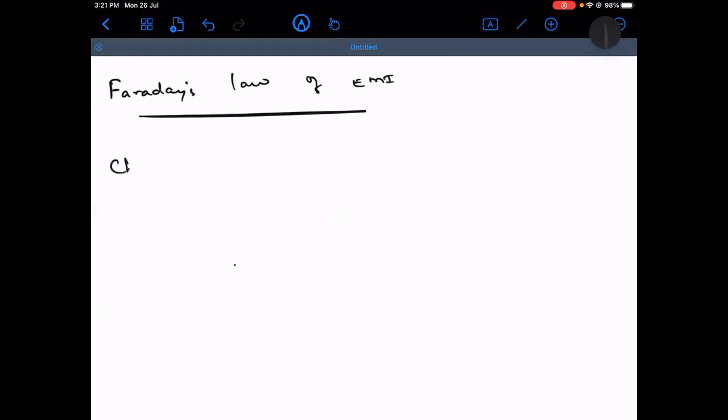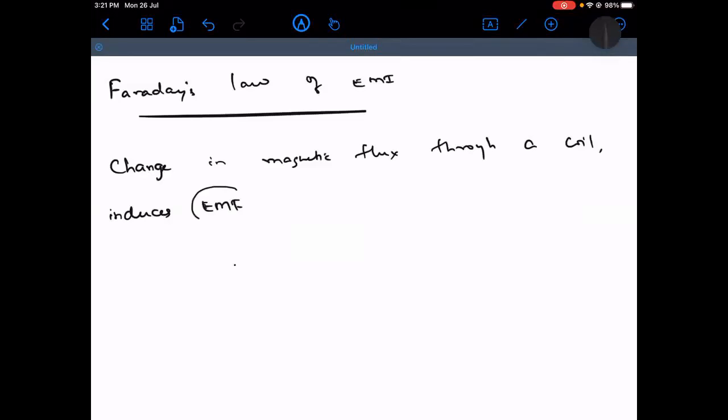So what does it state? Change in magnetic flux through a coil induces EMF. I hope I'm clear with this, guys. The reason why the word EMF is used is because it is a potential difference under the open condition. So an EMF is going to get generated, and mathematically this is the formula that he has given. Faraday is also the name of a scientist.